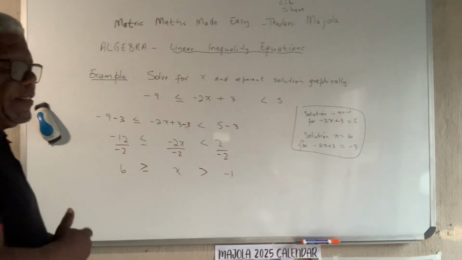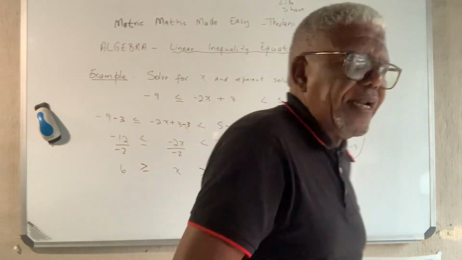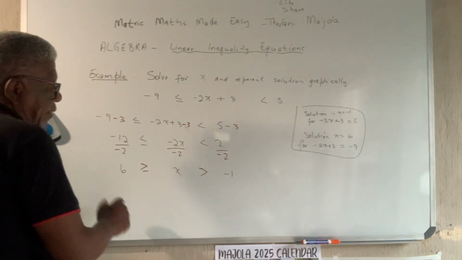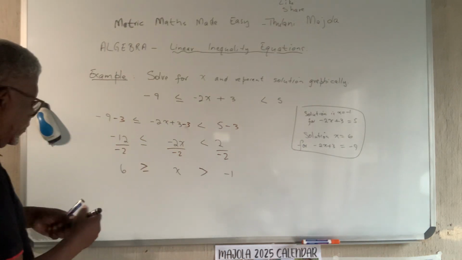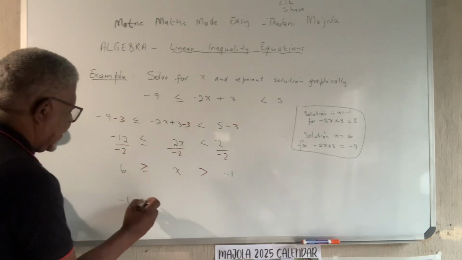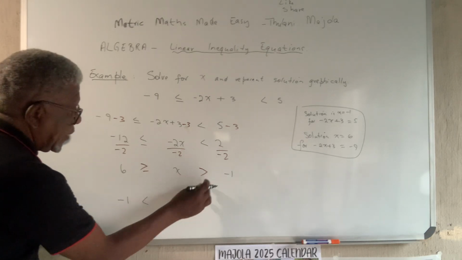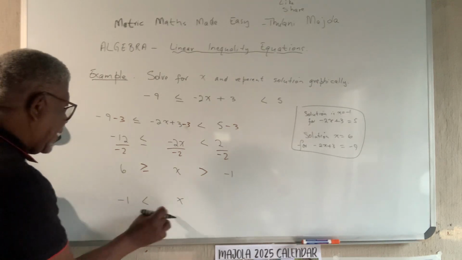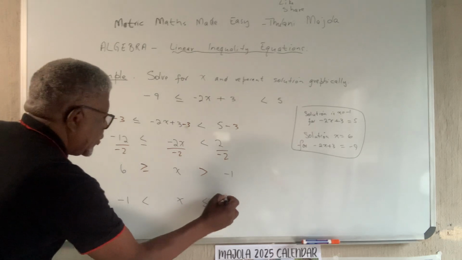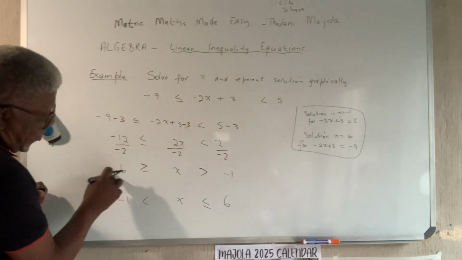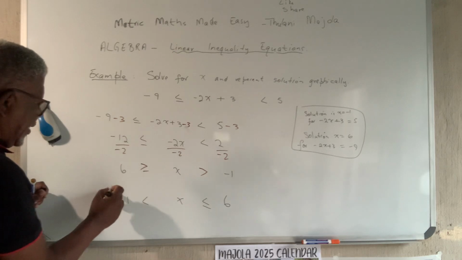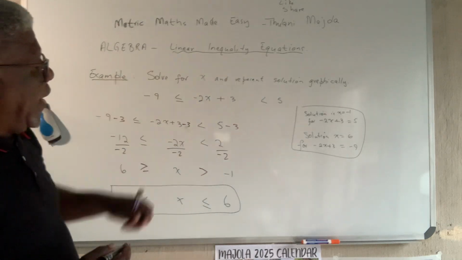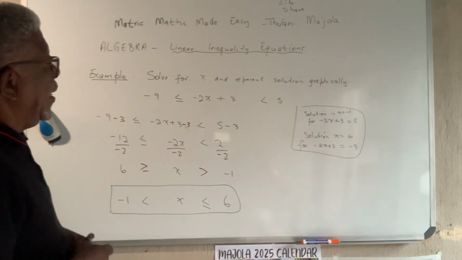But in mathematics, we write from left to right. Negative 1 is less than 6, so I start with negative 1. Negative 1 is less than x. See, the sign now changes. x is greater than negative 1, so negative 1 less than x, less than or equal to 6. x is less than or equal to 6, and x is greater than negative 1. This is how the solution is written.